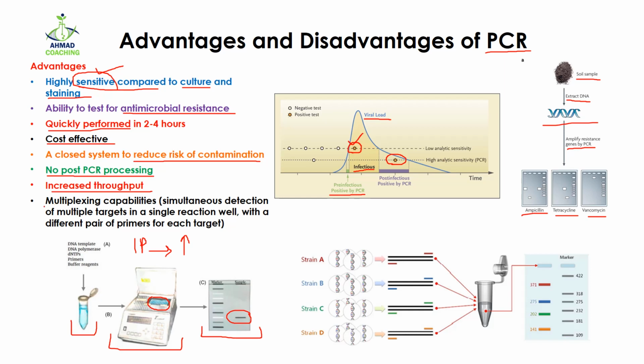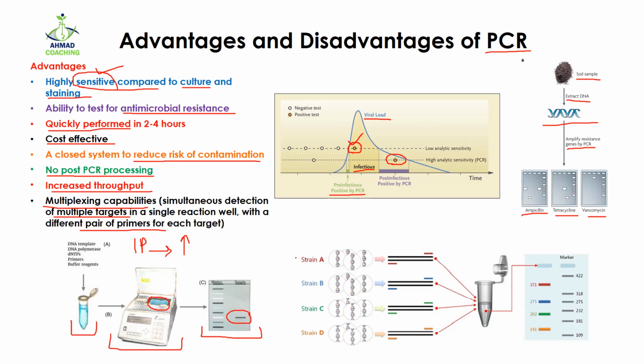PCR is very helpful in multiplexing of samples. When we talk about multiplexing, it means that you can simultaneously detect multiple targets in a single reaction with the help of different pairs of primers.